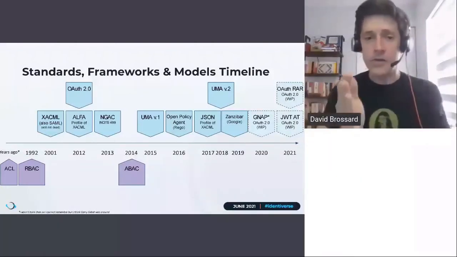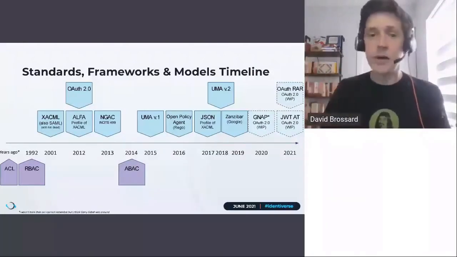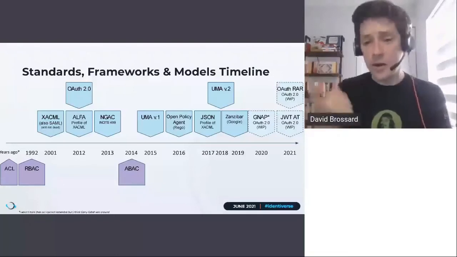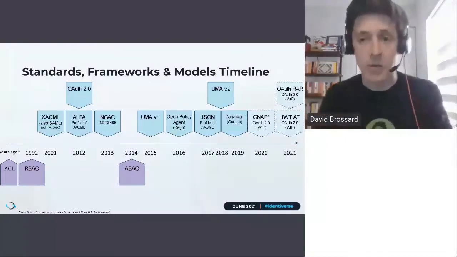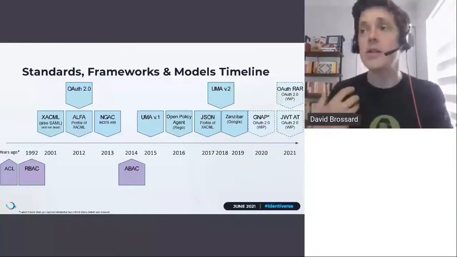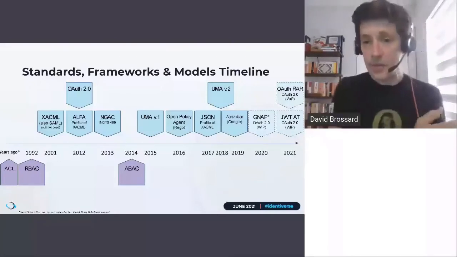Then fast forward 5 years, move to 2015. Right after ABAC is formally defined by NIST, you have new standards like UMA, User Managed Access, Open Policy Agent, the JSON profile of XACML. So all these things are meant to make a developer's life easier when it comes to implementing authorization.